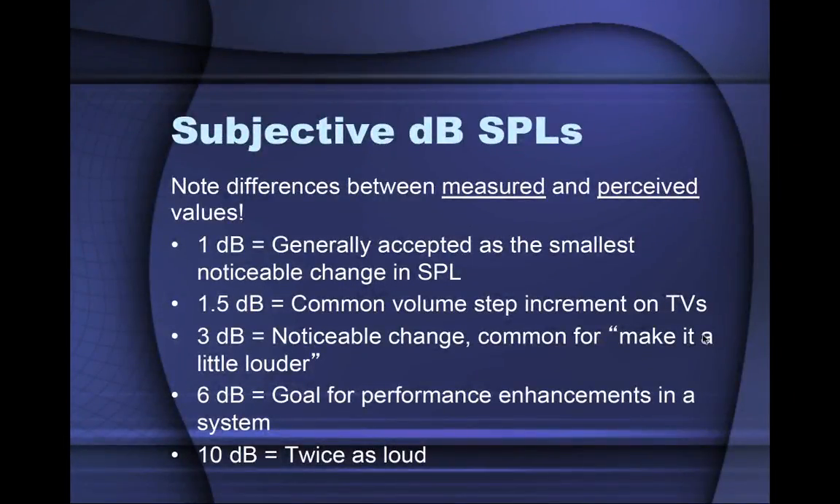Now, subjective dBSPLs. It's important to know what we hear versus what we measure. So some changes that we might perceive as being a little bit louder or twice as loud or somewhat louder, noticeably louder, that's going to be different than the measured values. So here 1 dB is generally accepted as the smallest noticeable change, which is why 1.5 dB is a common volume step on TVs. And you ever notice whenever you change the volume on a TV, you never just click one time. You always tend to step it up at least 2 or 3 steps when you're changing the volume control.